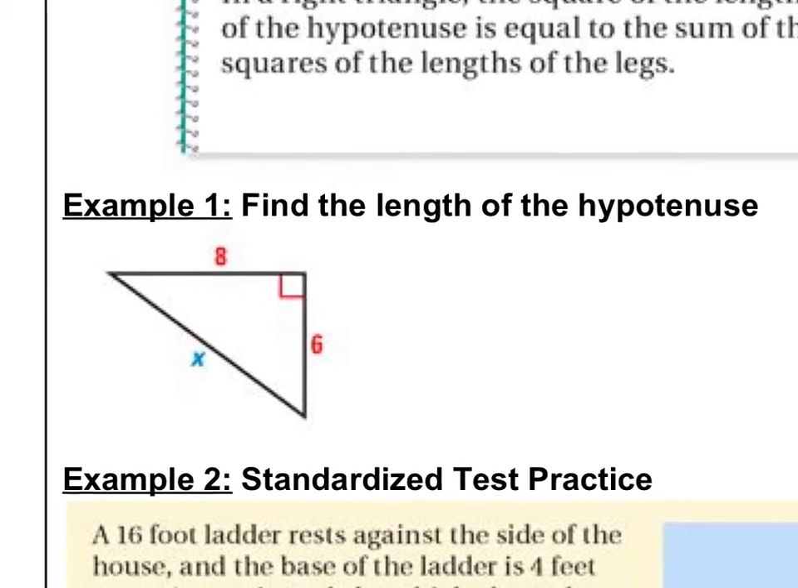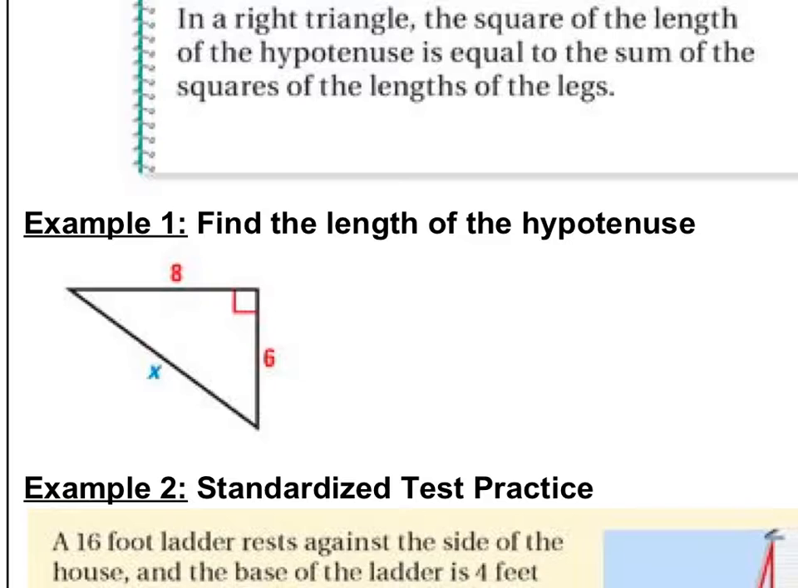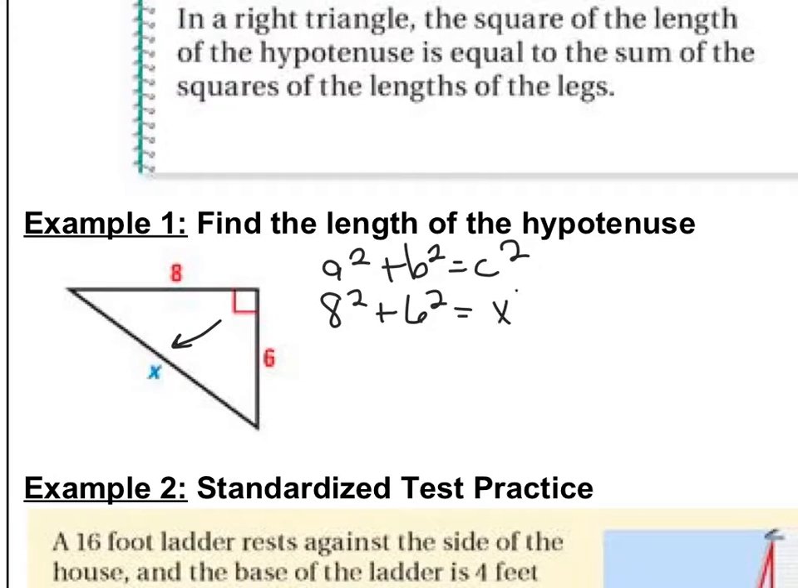So example number 1, find the length of the hypotenuse. Again, remember, we have a squared plus b squared equals c squared. If we go across from the right angle, that is our hypotenuse. So we are going to say that 8 squared plus 6 squared equals, in this case they call it x squared, that's fine. 8 squared is 64. 6 squared is 36. Add those two together, we get 100 equal to x squared.